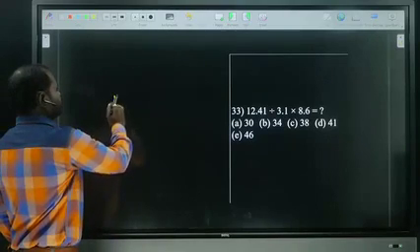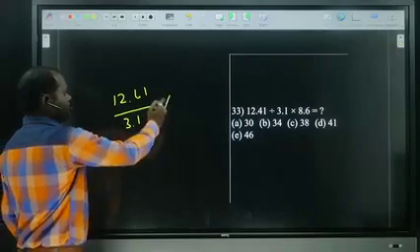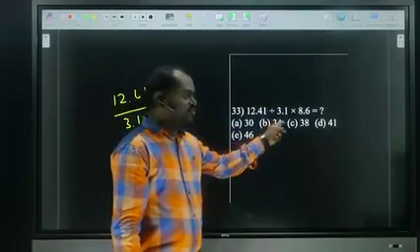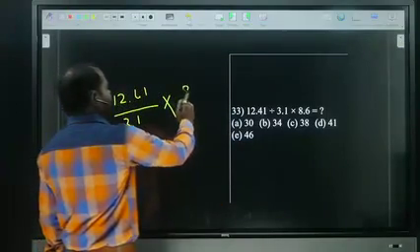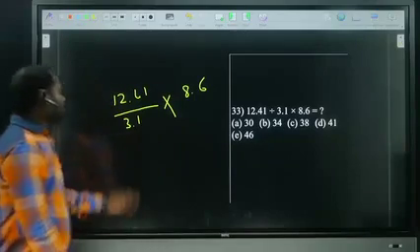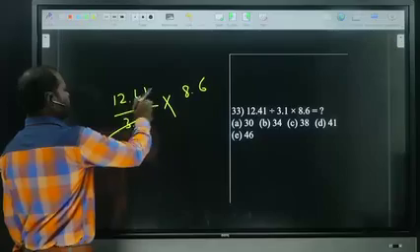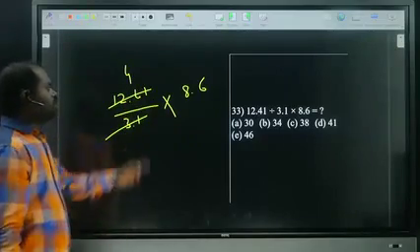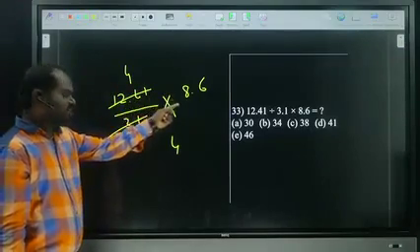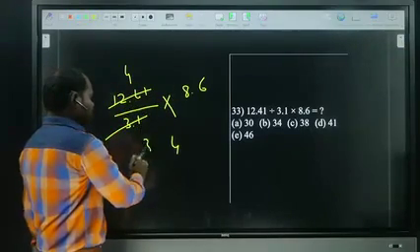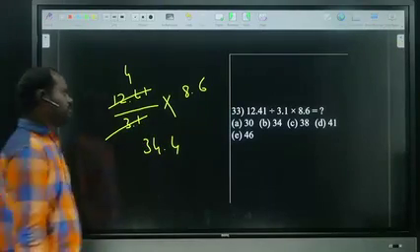12.41 divided by 3.1 multiplied by 8.6. Don't round off as 9, take it as 8.6 only. 3.1 approximately, nearly how many times? 4 times. Multiply: 4 sixes are 24 to balance, 4 eights are 32 plus 2, how much? 34. 34.4. What is the nearest option? 34.